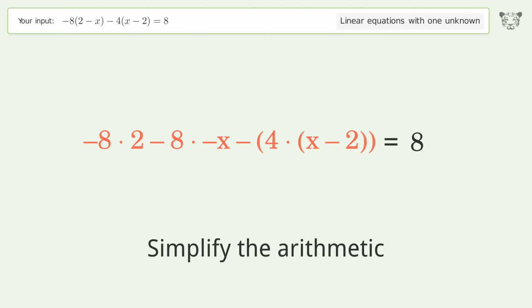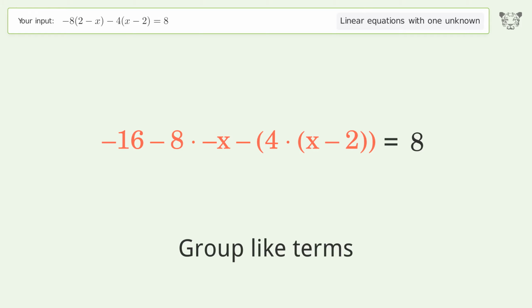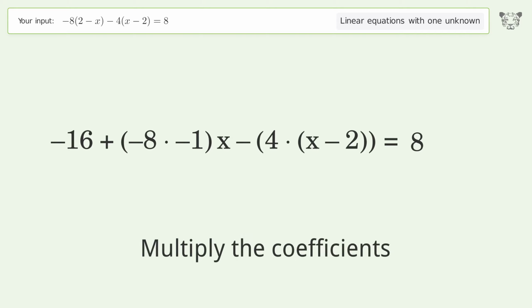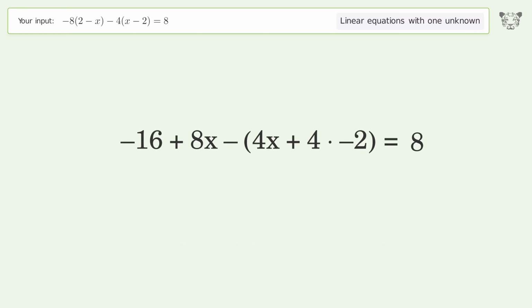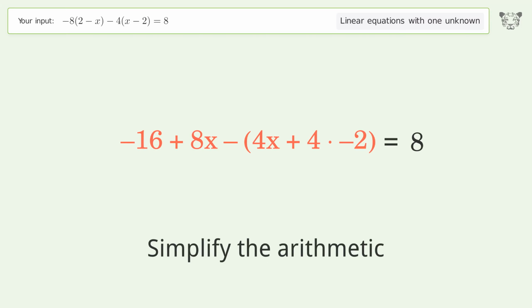Simplify the arithmetic. Group like terms. Multiply the coefficients. Expand the parentheses. Simplify the arithmetic.